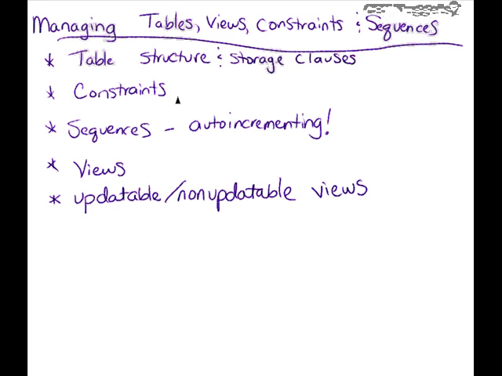For example, you can define whether columns are allowed to be null or not. You can determine whether there's relationships between tables. So we'll look at primary keys, foreign keys, check constraints, and so on. So tables and constraints are both objects. A third type of object is a sequence, and that is just a way of auto-incrementing numbers in a table.